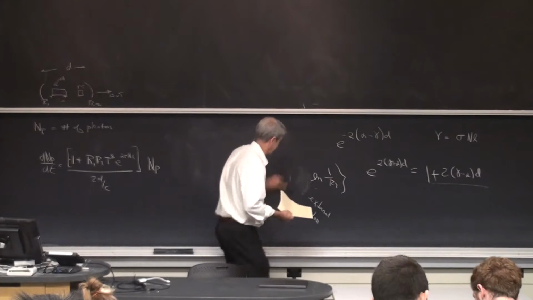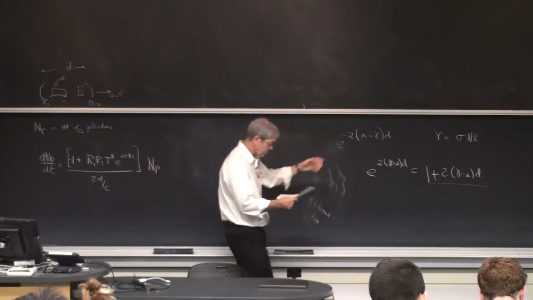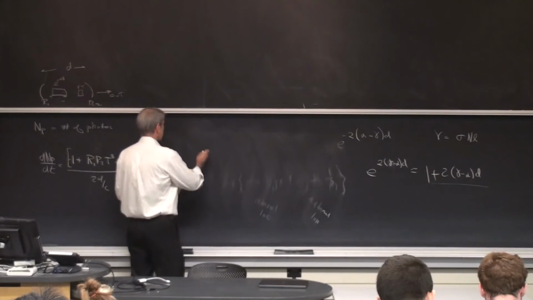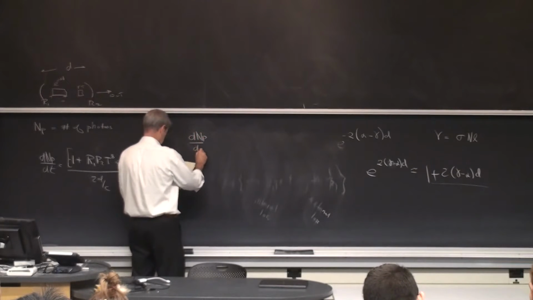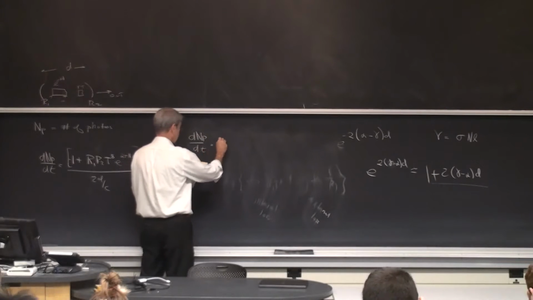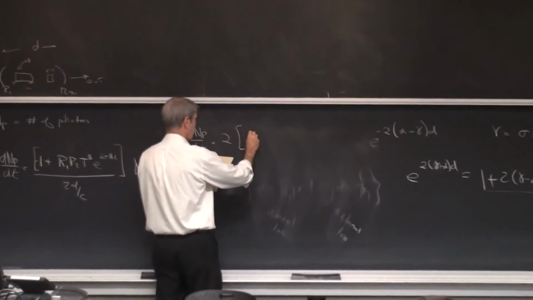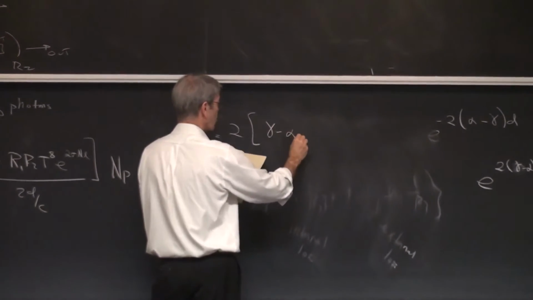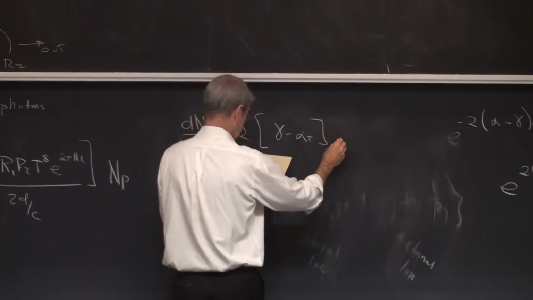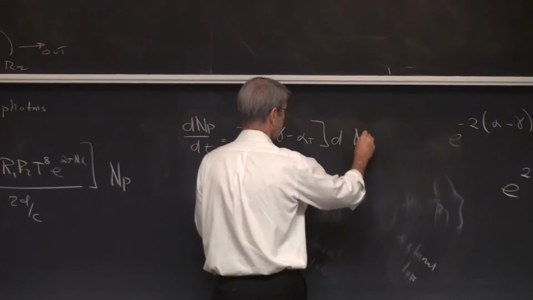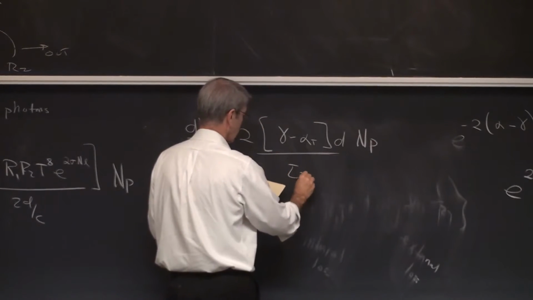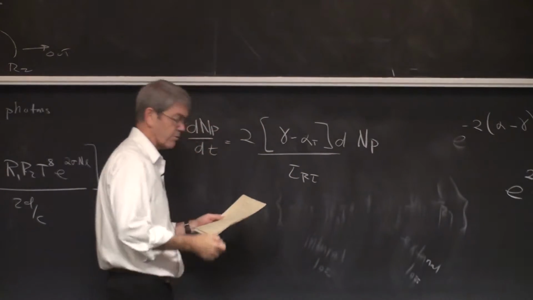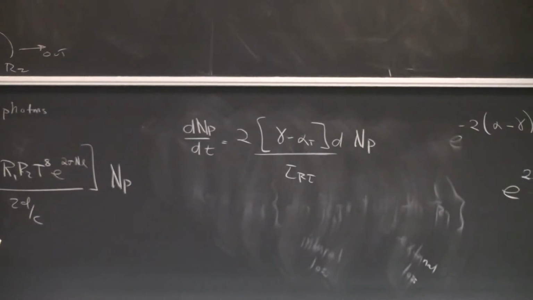And so you plug it into that, and this is just a simplification step. You get the rate of change of the number of photons in the cavity with respect to time is just going to be 2 times gamma minus alpha total times the length of the cavity times the number of photons divided by the round trip time. And the round trip time is just 2d over c.